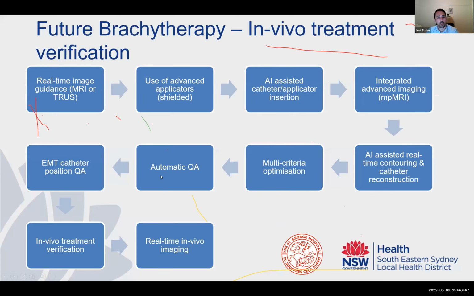We're going to have automated QA. We may have electromagnetic tracking for catheter position QA. In vivo treatment verification along with real-time in vivo imaging in order to make sure that the really complex plan that we've just created is going to be delivered accurately. And that is my vision for the future of brachytherapy in the next 20 to 30 years.